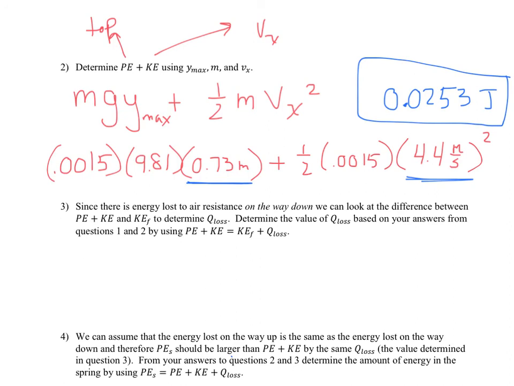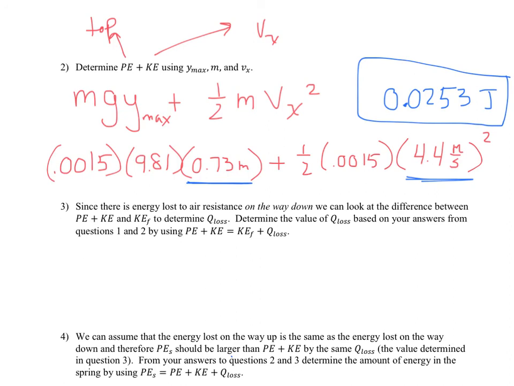It's saying compare the last two answers you got. If you have the energy at the top and the energy at the end of the problem, you subtract the two, you should get Q loss. So number 3 is telling you to figure out what Q loss is by looking at the difference between your answers from numbers 1 and 2. If you look at that equation here, that's what this states. If you just subtract KEF, you get Q loss, right? So subtract KEF from the energy at the top.